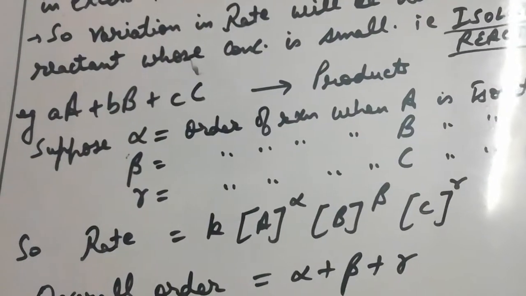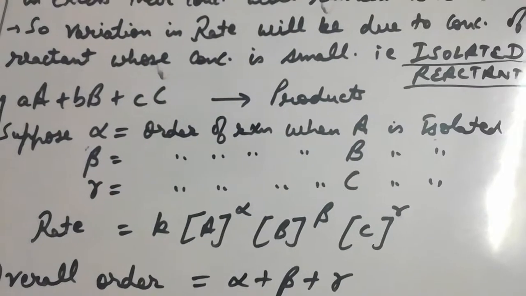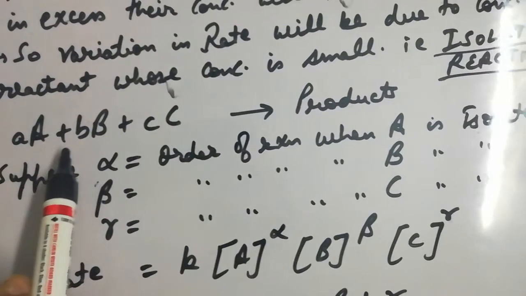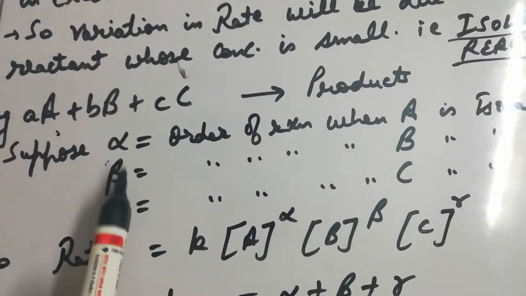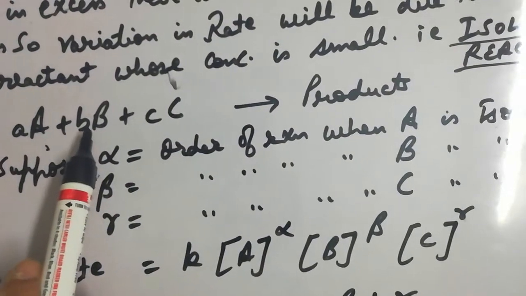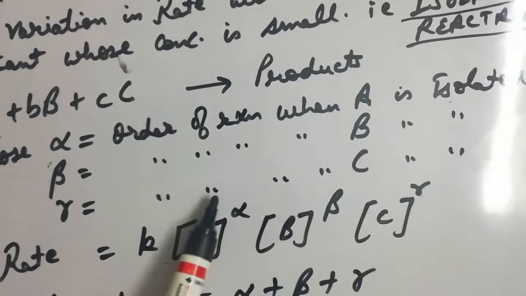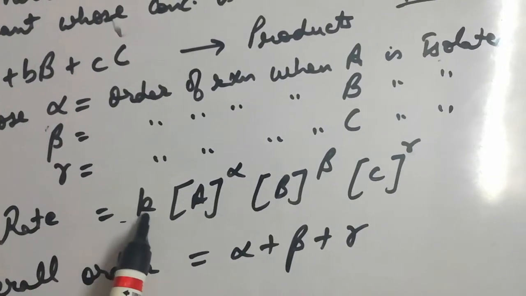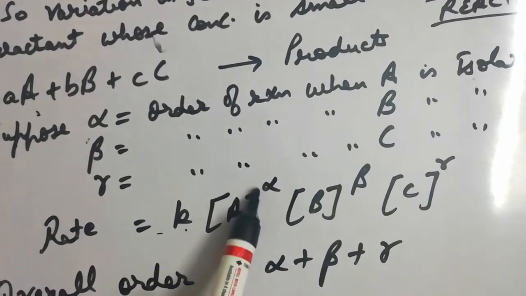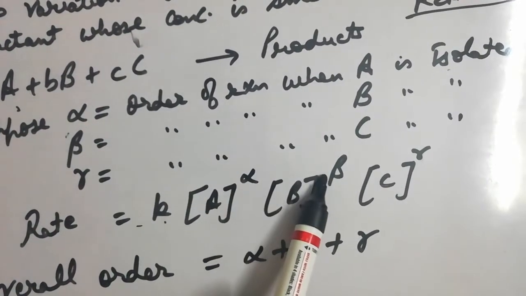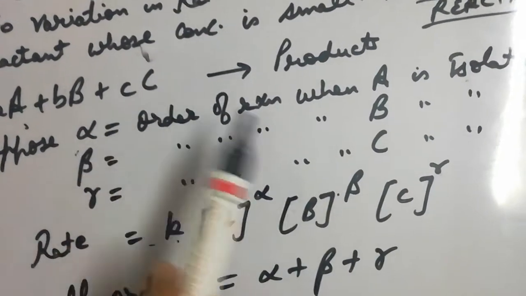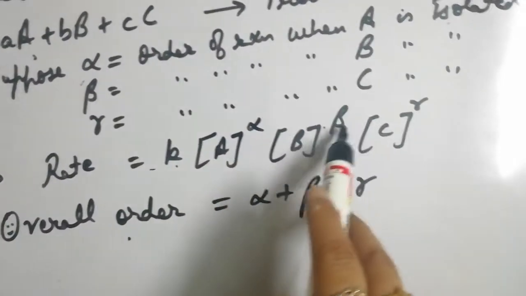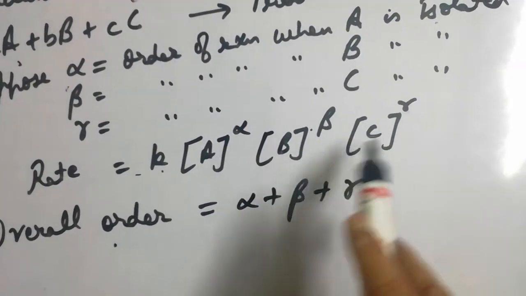So let us suppose we have this reaction, A moles of A reacts with B moles of B and C moles of C to give us the product. Let us suppose alpha is the order of reaction with respect to reactant A, beta is the order of reaction with respect to reactant B when B is isolated, and gamma is the order of reaction with respect to reactant C when C is isolated. So rate of the reaction will be equal to K into concentration of A raised to power alpha into concentration of reactant B raised to power beta into concentration of reactant C raised to power gamma.